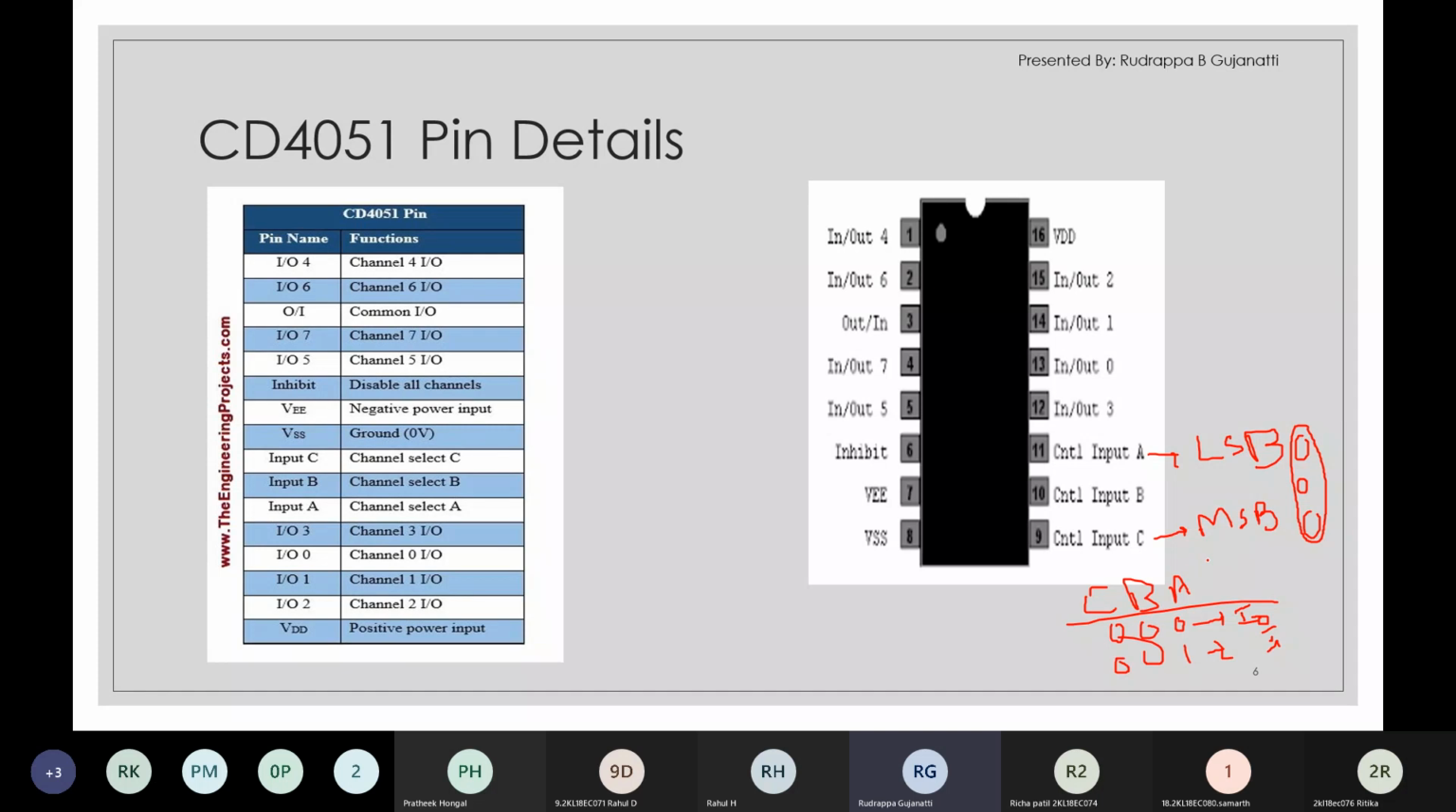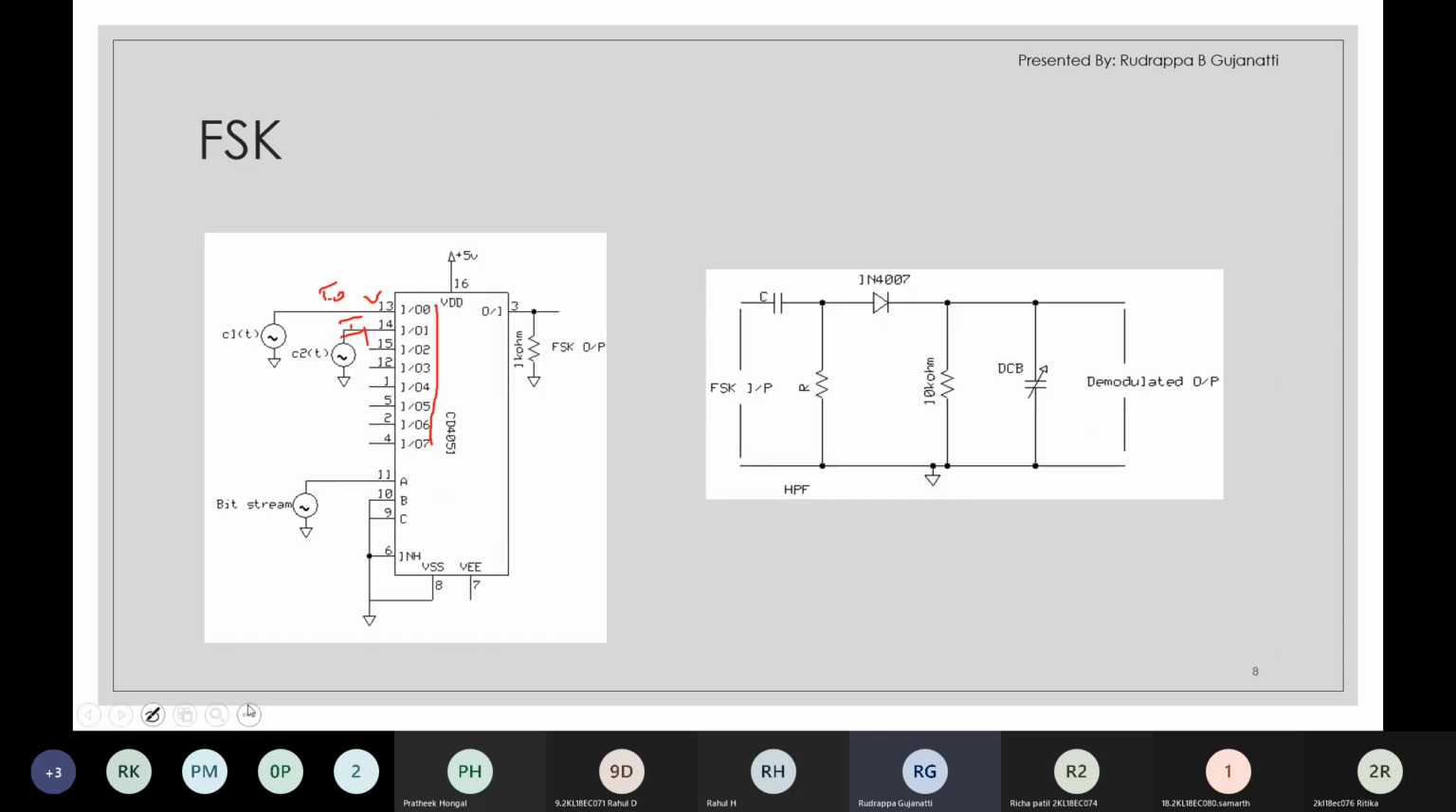So here what we need to change is just this. We connect the bit stream to input A, that is pin number 11. And these two we connect to ground, making it logical 0. So whenever the bit is 0, I0 is selected, and whenever the bit is 1, I1 is selected. So that is what we are trying to implement over here.